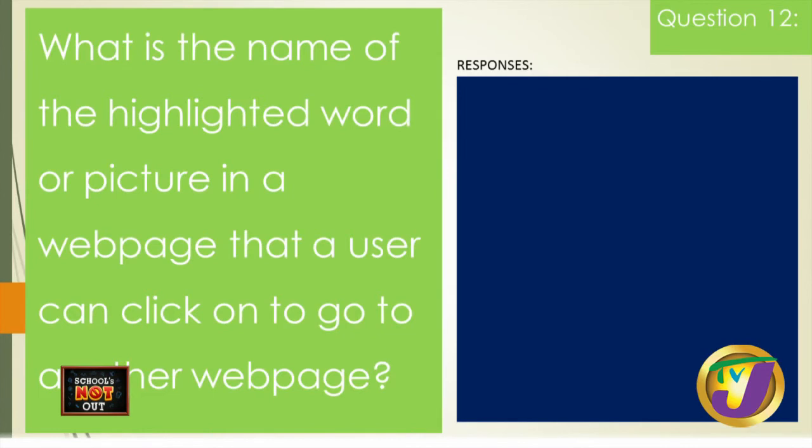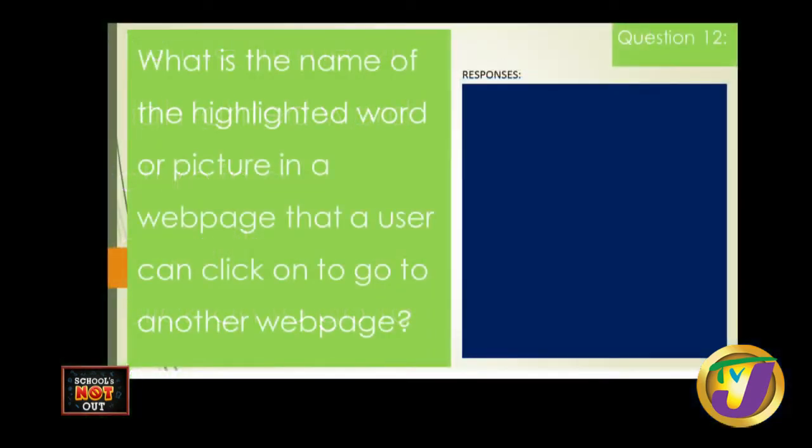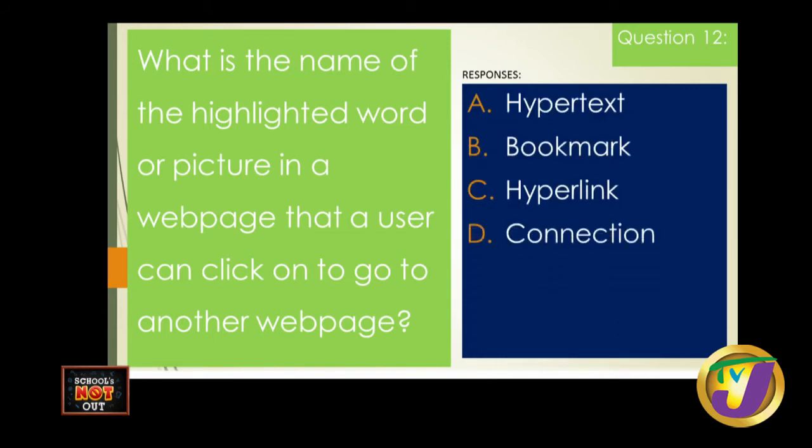Question 12. What is the name of the highlighted word or picture in a web page that a user can click on to go to another web page? And our responses are A, hypertext, B, bookmark, C, hyperlink, D, connection. We did this last week as well. Of course, the answer is hyperlink.